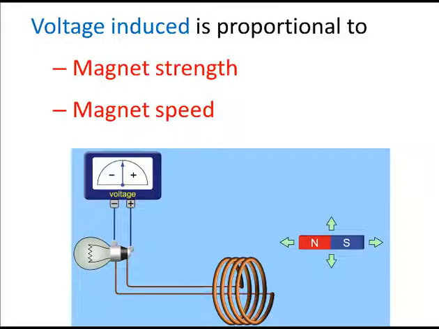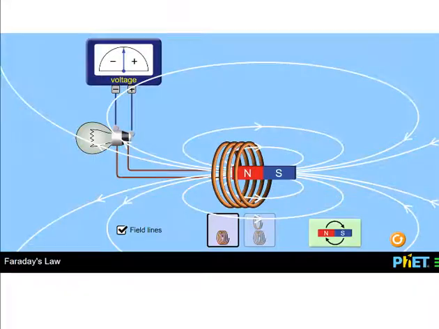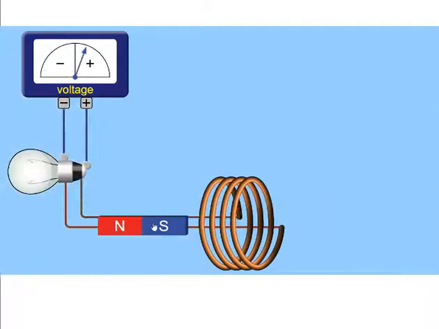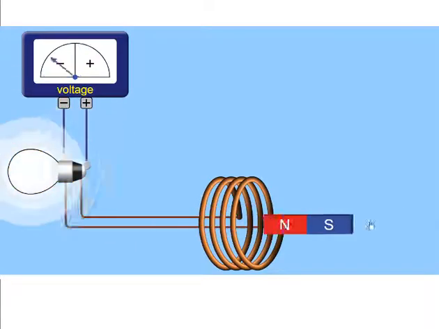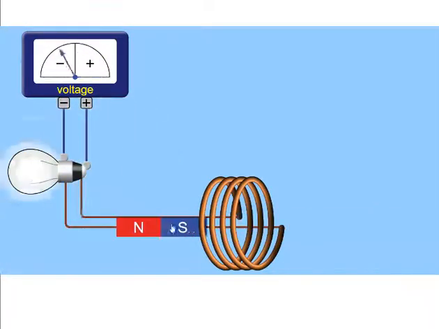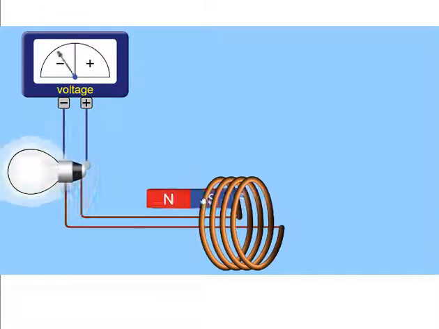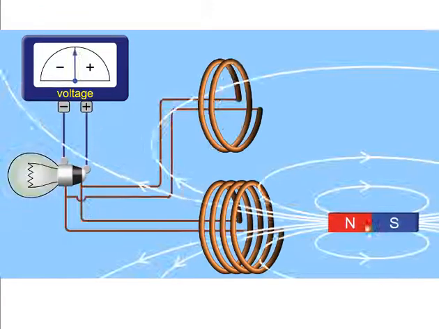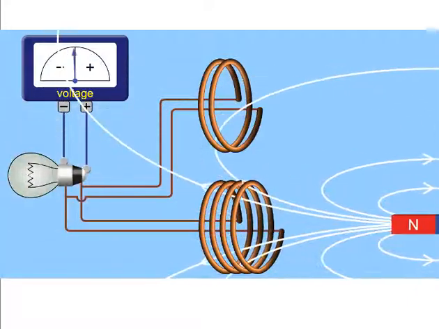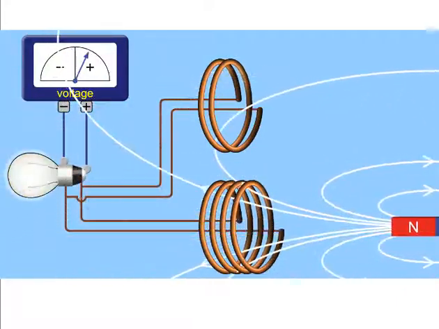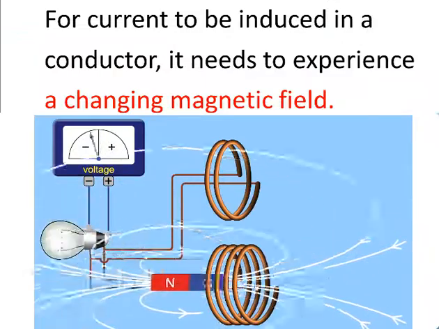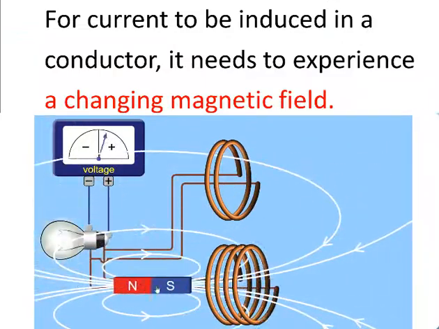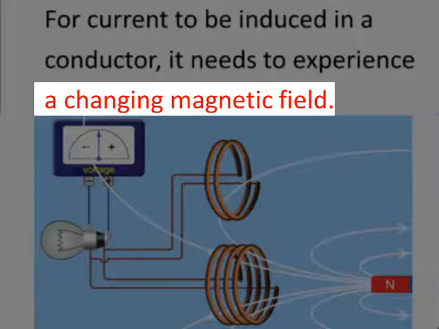What is a more precise or general way of saying this? A magnet has a magnetic field around it. A conductor is within this field, and when the magnet or the conductor move, when there's relative motion compared to one another between the magnet and the conductor, then current is induced. So what must be happening in terms of magnetic field for the current to be induced? For current to be induced in a conductor, it needs to experience a changing magnetic field.